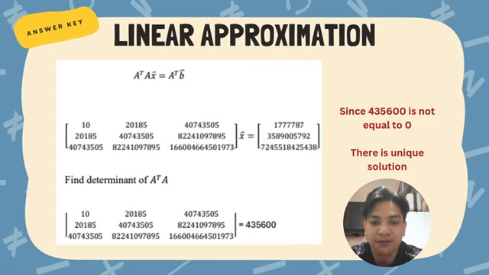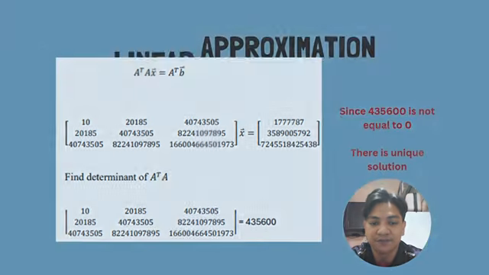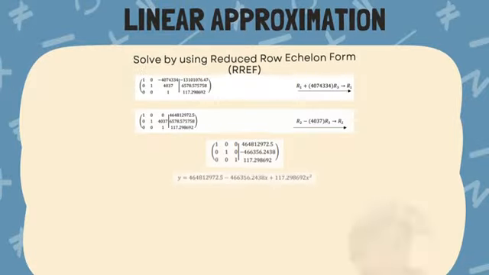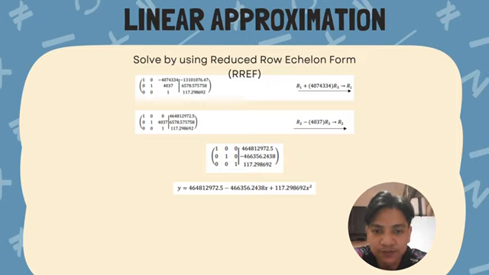After we find the determinant of A transpose A, we get the determinant is 435600, which is not equal to 0. Therefore, there is a unique solution. After we get the type of solution, we solve by using reduced row echelon form. So this is the step by step of reduced row echelon form.